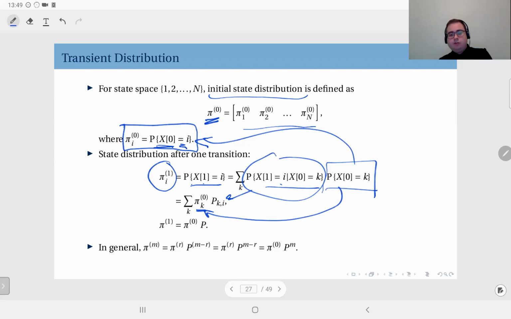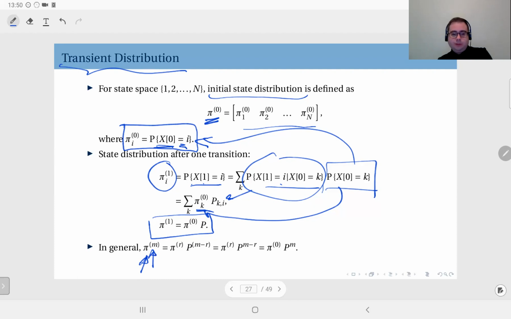And again, in matrix form, this turns out to be this equation. Pi 1 equals pi 0 times P. So you have the initial distribution. If you multiply it once with the one-step transition probability matrix, you get the distribution of the states, meaning the probability of the Markov chain being in each of the states after one transition. You can again repeat the procedures we have done before, and you can arrive at the transient distribution in time instant m, okay, as well.